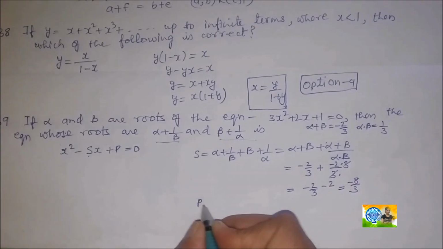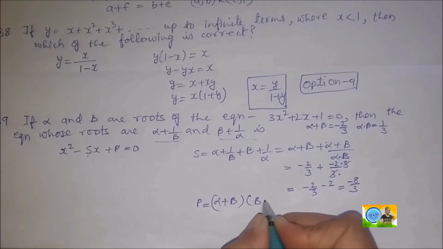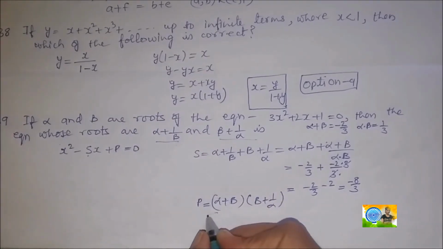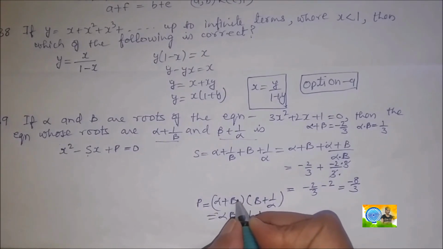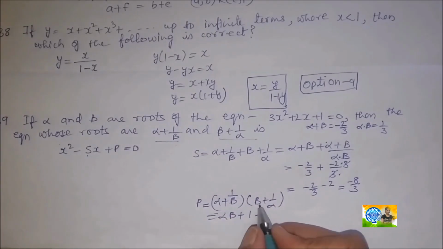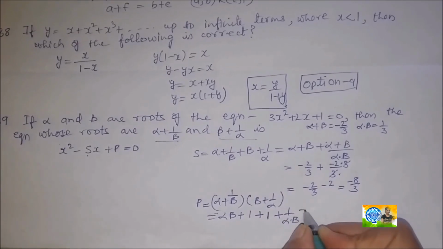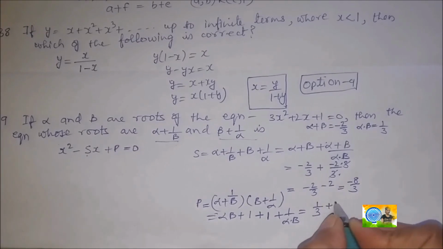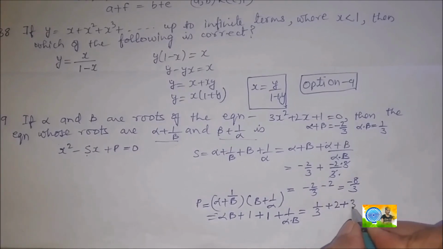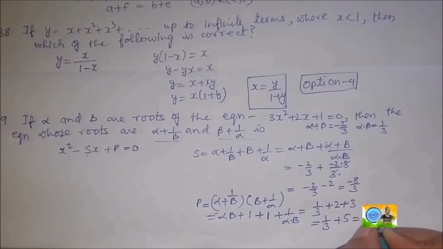Similarly, product of roots is equal to alpha plus 1 upon beta multiplied by beta plus 1 upon alpha. So this gives alpha beta plus 1 plus 1 plus 1 upon alpha beta. Alpha beta is 1 upon 3, so 1 upon 3 plus 2 plus 3. So 1 upon 3 plus 5, this gives 16 upon 3.